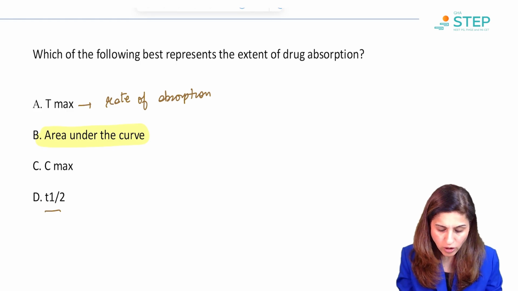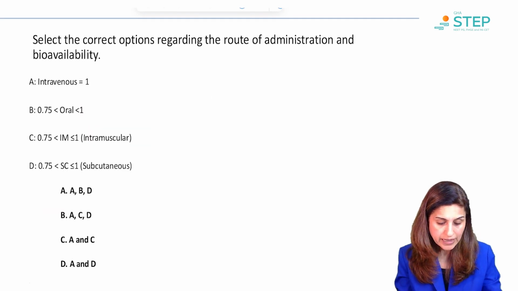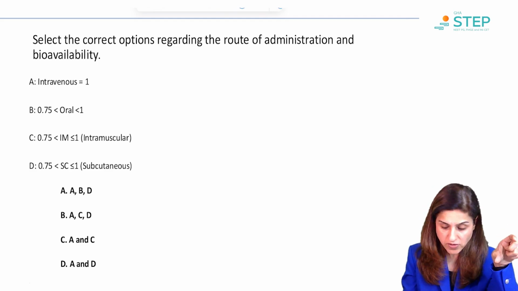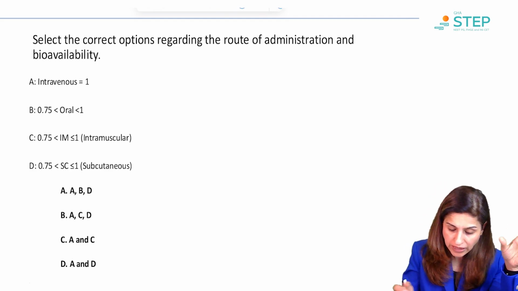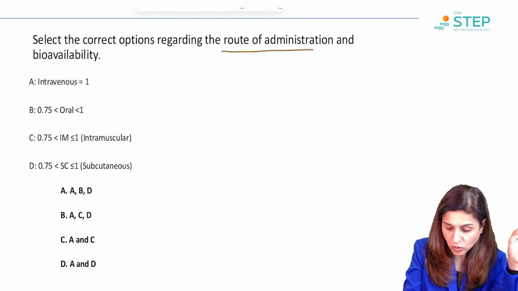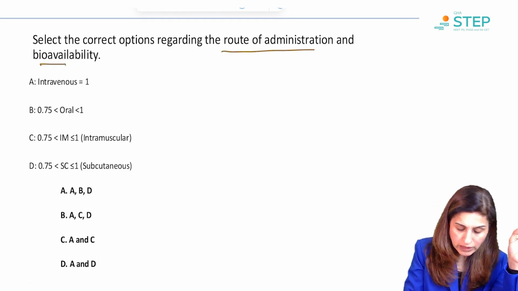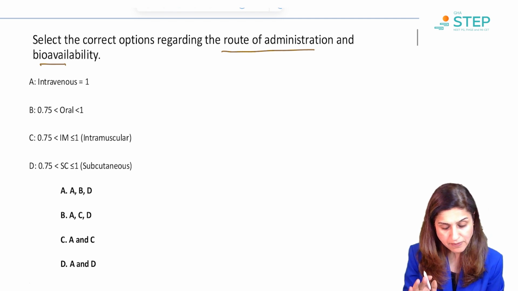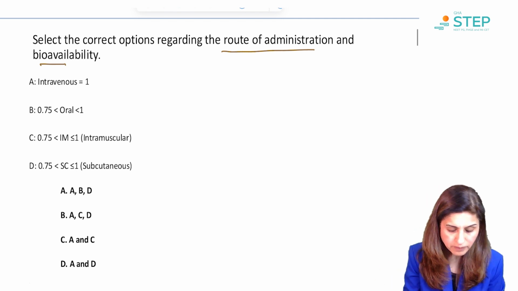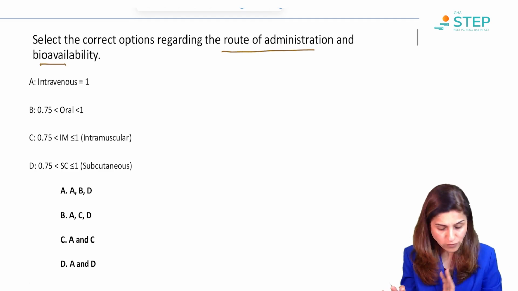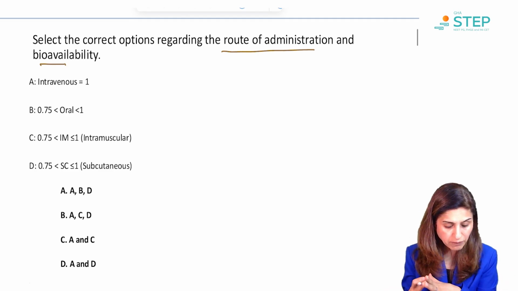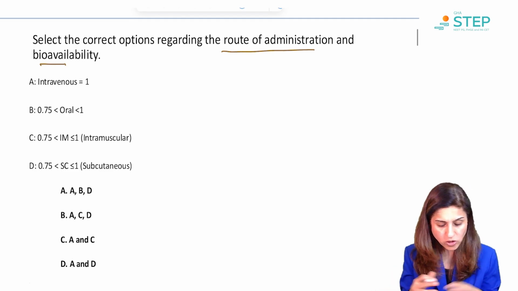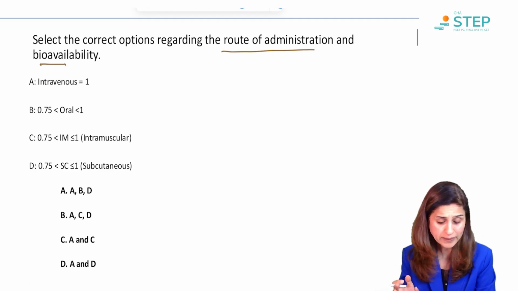Okay, moving on to our next question: select the correct options regarding the route of administration and its bioavailability. Please read that. First you have to see what is the route given and then the bioavailability. You have 4 options: IV is equal to 1, that is, bioavailability is 1. Oral, somewhere between 0.75 to 1. Intramuscular, again between 0.75 to less than or equal to 1. And subcutaneous, 0.75 to less than or equal to 1.